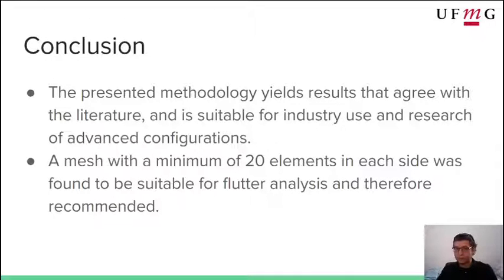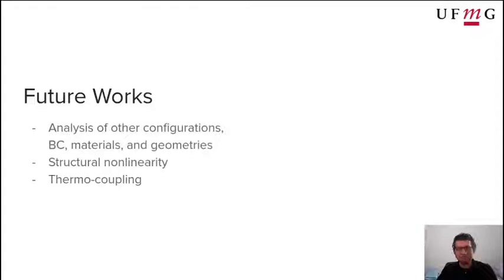So, in this work, we found that the development methodology is suitable for laminated composite plates, and a mesh with a minimum of 20 elements on each side is desirable to maintain model representativeness. Future works can include more complex configurations, different boundary conditions, materials, and geometries, implementing structural nonlinearities, or adding thermocoupling effects.